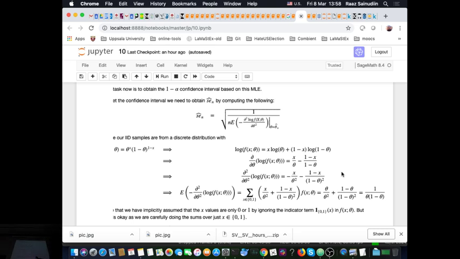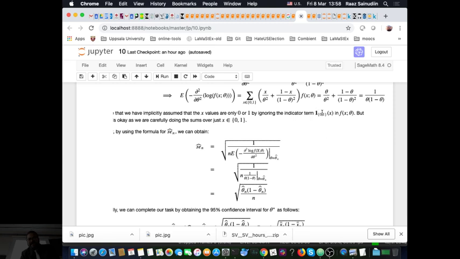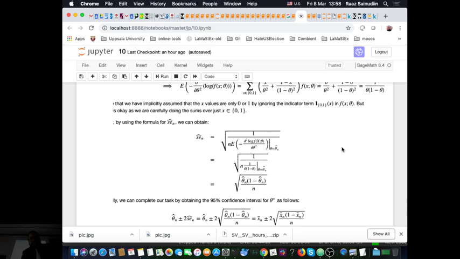So the expected Fisher information of one sample is 1 over theta times 1 minus theta. Then I have to substitute in theta equals theta n hat to get the estimated standard error. These are some details: I'm ignoring the fact that there's formally an indicator function, but I'm only summing over 0 and 1, because I don't need to carry that through. So the estimated standard error is just that.